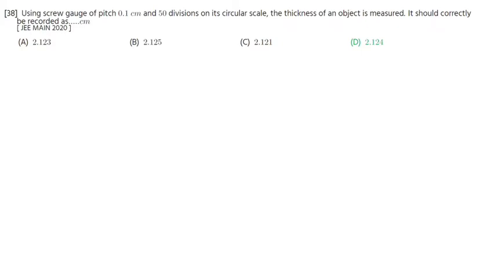So see the next question. Using screw gauge of pitch 0.1 centimeter and 50 divisions on a circular scale, the thickness of an object is measured. So it should correctly be recorded as, okay, correctly be recorded as. See children, all of you, always least count, if you observe, pitch divided by that is 0.1 centimeter divided by 50 they given, so 0.002 centimeter. So always any measurement should be the integral multiple of the least count.